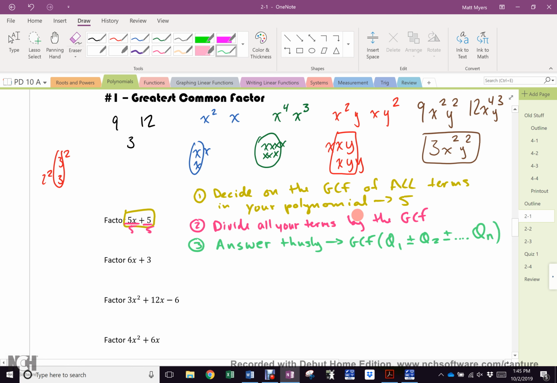So, I've chosen my GCF. It was 5. I've divided by it. It was 5. So now I write it as GCF, quotient 1, 5x divided by 5 is x. Plus 5 divided by 5 is 1. And now I'm done. You all have seen this already. Most of you do it instinctively, but I like to have it codified before we go forward with more factoring. All right? Yes.